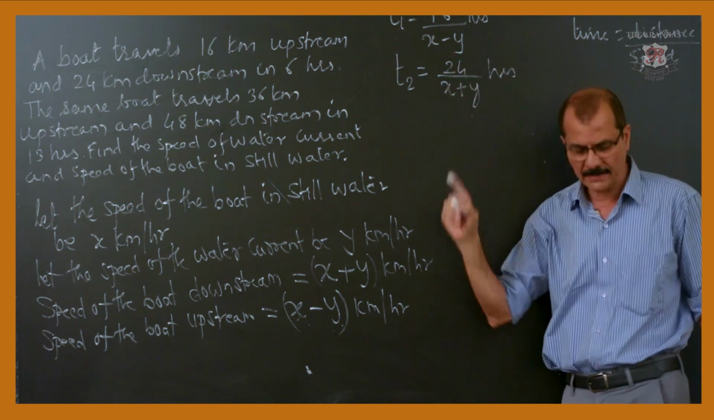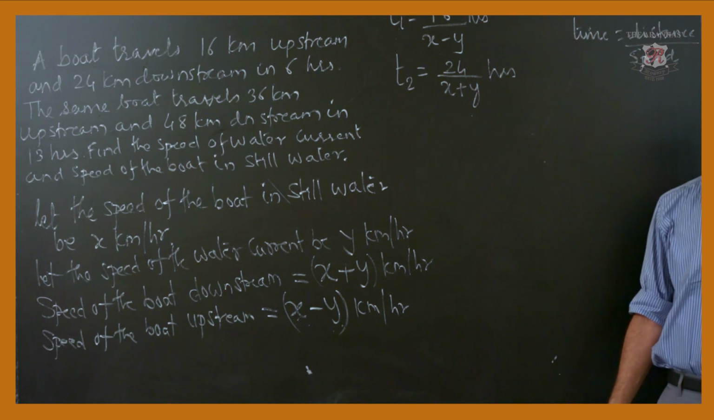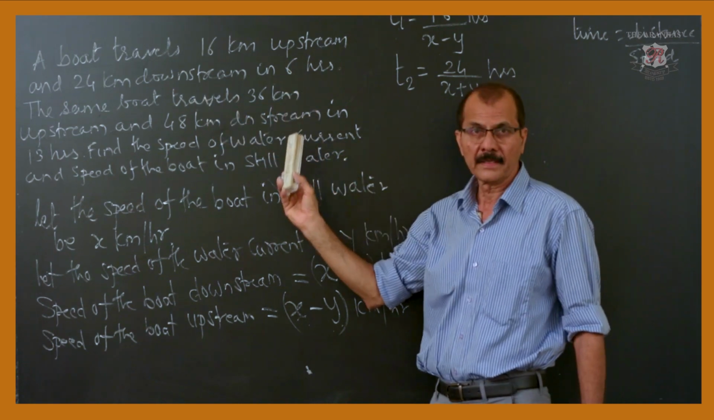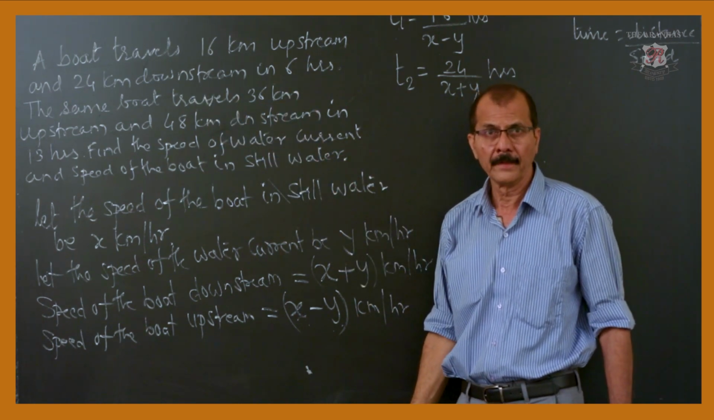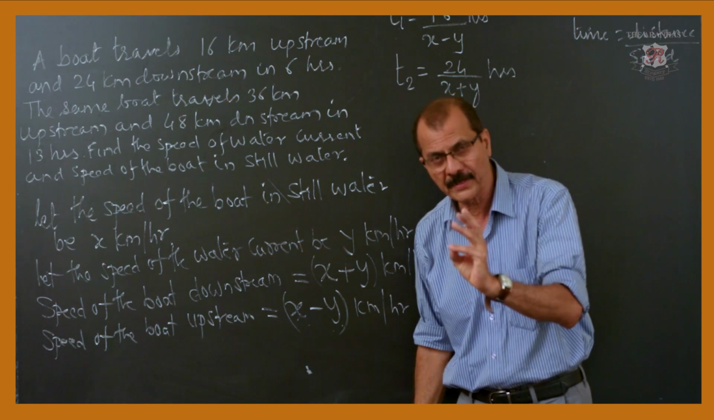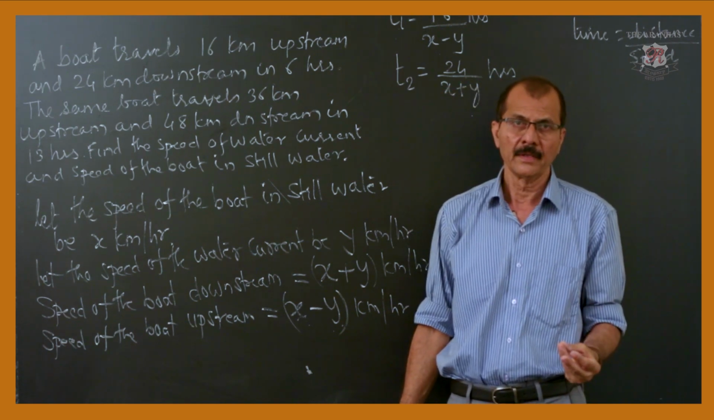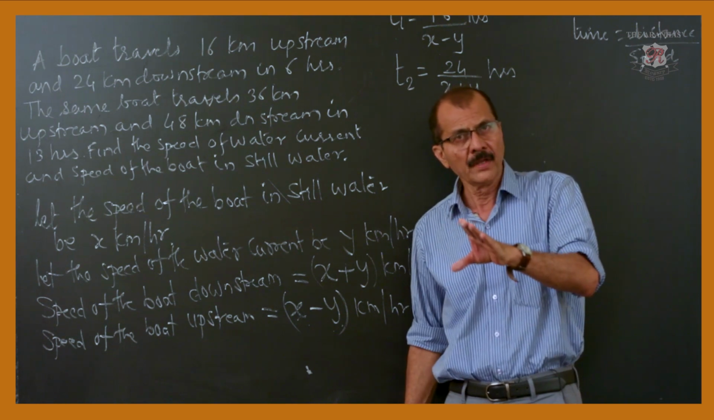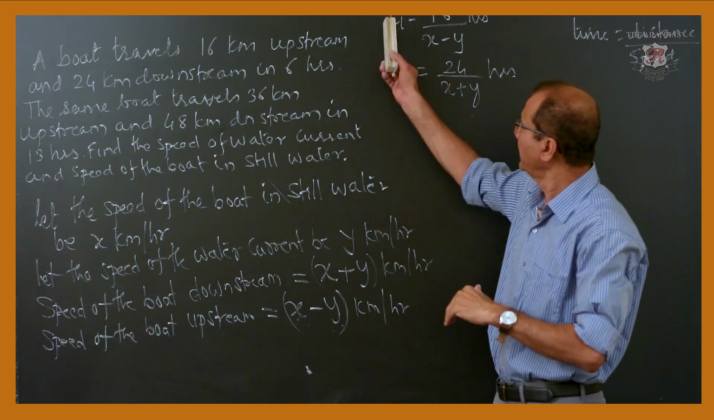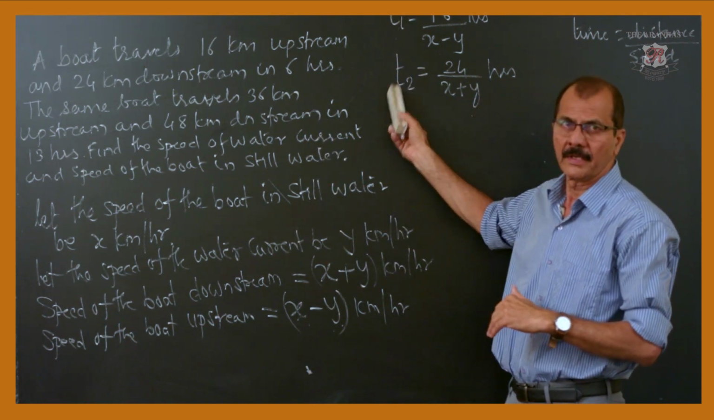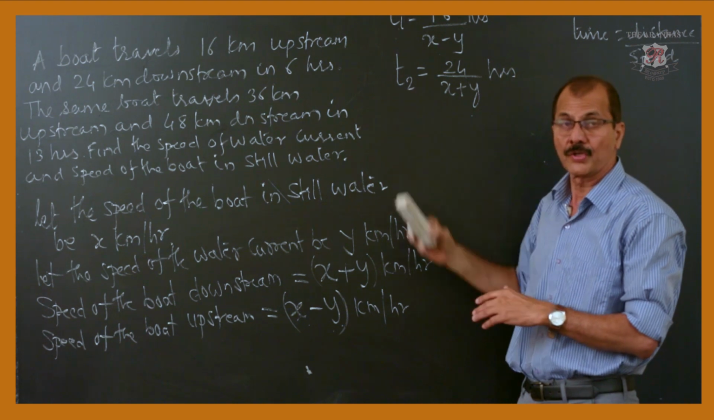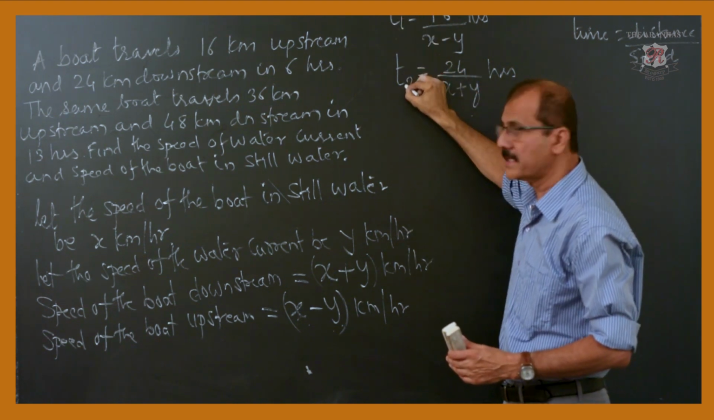So, 24 upon x plus y is the time taken by the boat to travel a distance of 24 kilometers downstream, right. Now, you have calculated the time taken by the boat to travel upstream and downstream. So, you can find the total time. What is the total time taken by the boat to travel upstream and downstream? It will be the addition of these two times. T1 is upstream, T2 is the time taken to travel downstream. So, total time will be T1 plus T2.